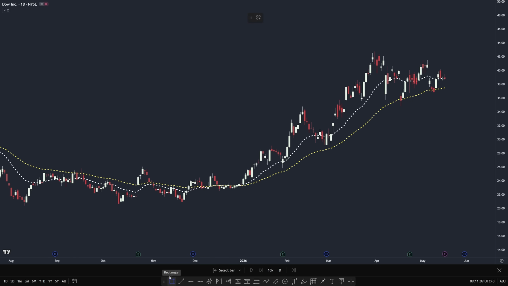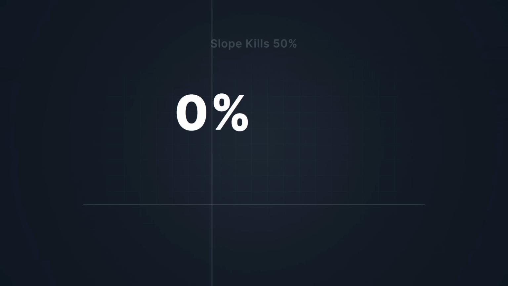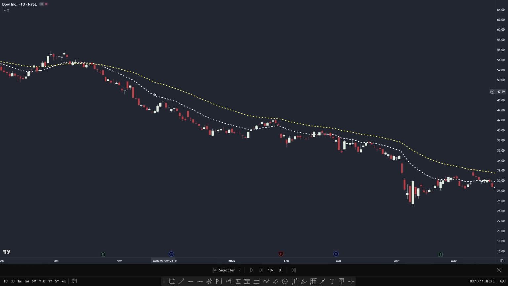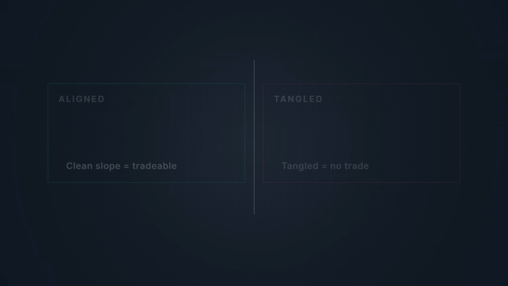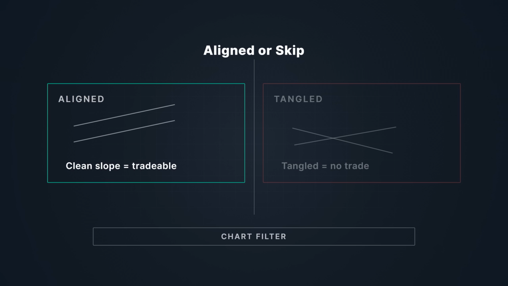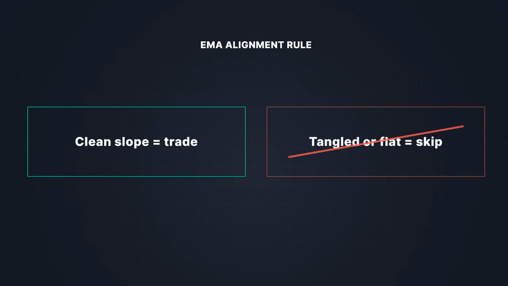Remember this. Moving averages don't fail in trends. They fail in chop. The slope filter alone kills roughly 50% of the garbage setups before you even look for an entry trigger. That is why this filter exists, to stop you taking trades that were never going to work in the first place. So hard rule, if the EMAs are aligned and sloping clean, you have a tradable context. If lines are tangled, flat, or crossing, skip the chart and don't reopen it that day.